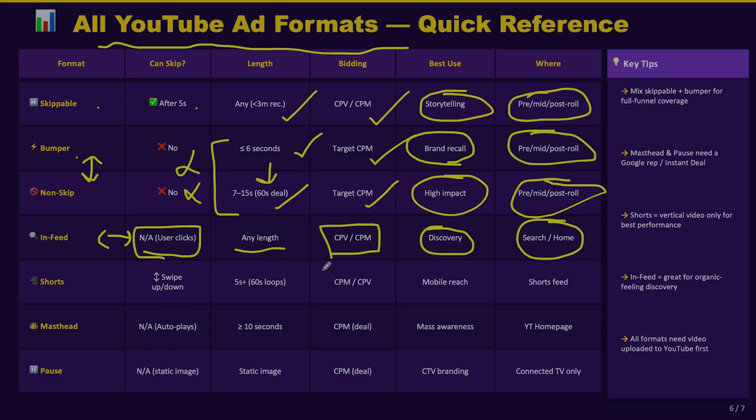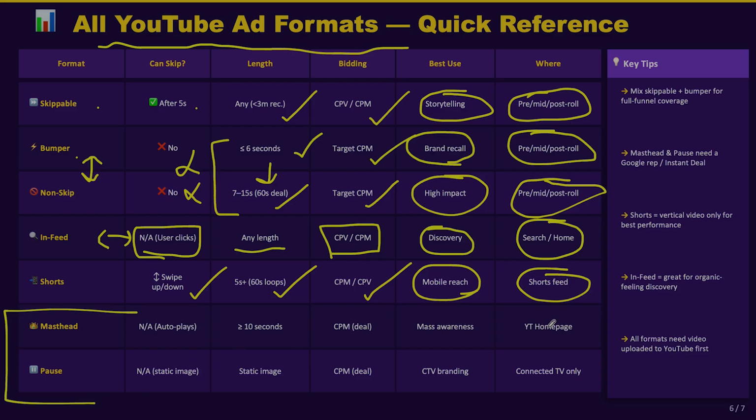Then Shorts ads, which come within Shorts. You can swipe up or down. The length has to be more than 5 seconds, or a 60-second loop. Cost per 1000 impressions or cost per view, you can pay via that. The reach is mainly mobile because they're short ads and appear in the Shorts feed. Then comes the masthead ad. We just discussed the masthead ad and pause ads. You can take a screenshot of this entire page. It summarizes what all we discussed today.